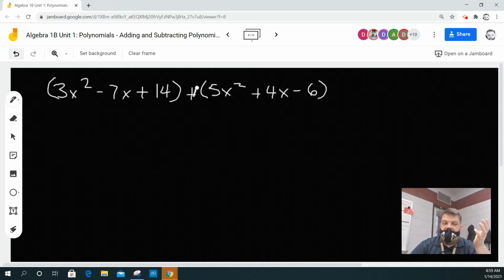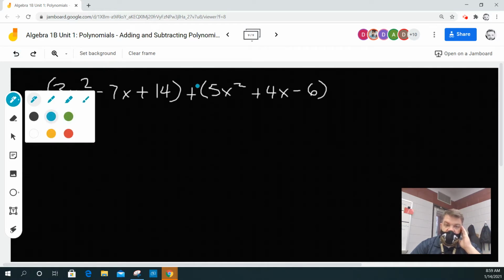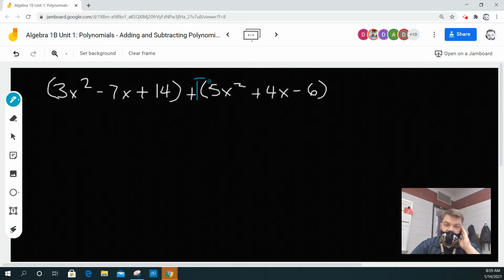if I multiply, you could think of it the same way. Like you could think of this as a positive 1, and I'm going to distribute that through the parentheses. But what's anything times positive 1? It's itself. So this one, I could just add these up. What's 3x squared plus 5x squared? It's 8x squared.